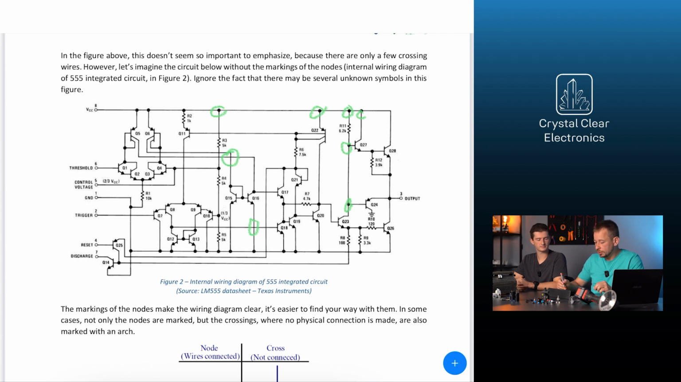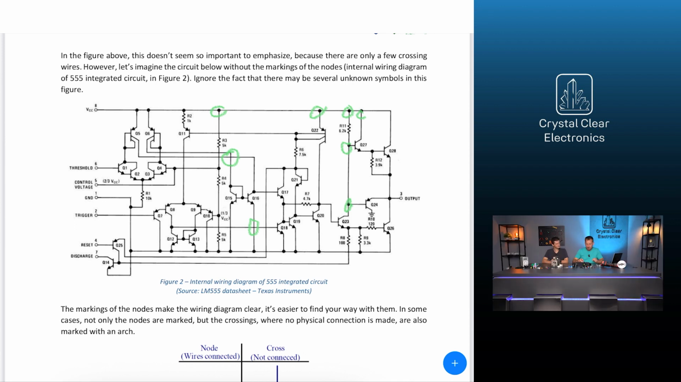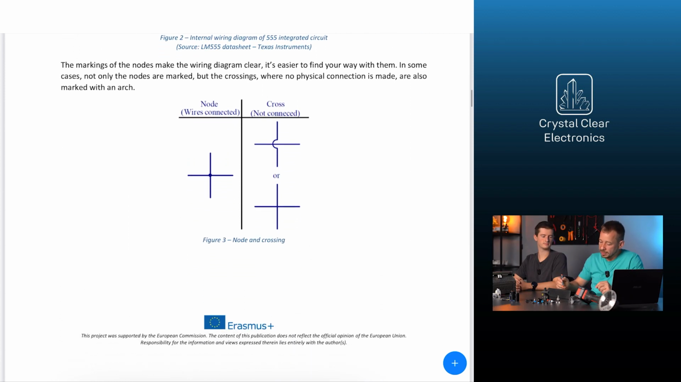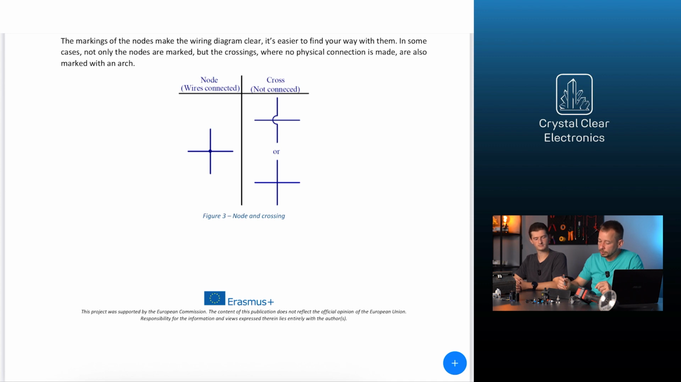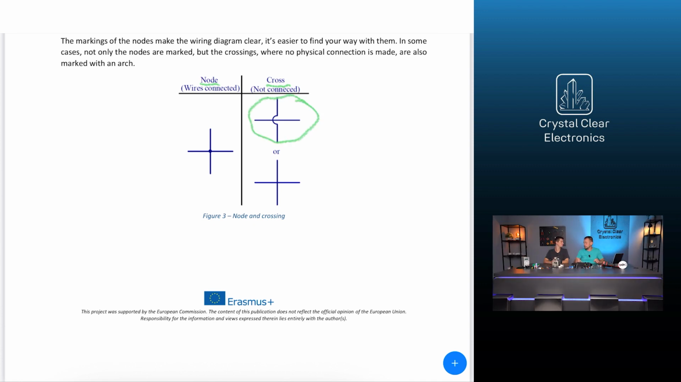The markings of the nodes make the wiring diagram clear. It's easier to find your way with them. In some cases, not only the nodes are marked, but the crossings, where no physical connection is made, are also marked with an arch. You can see this in this diagram. We have also summarized the above for you in an explanatory table in the course material. On the left is the node, and on the right are 2 embodiments where we want to represent the unconnected intersection. I tend to use the top one of these because I think it is more transparent and clearer.